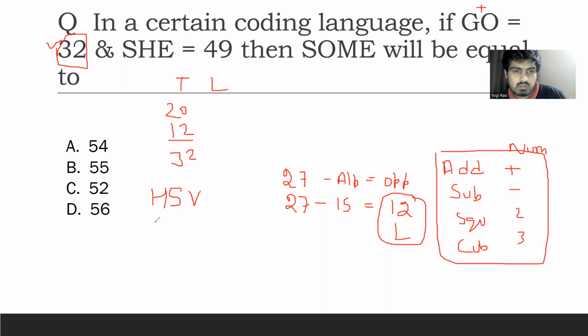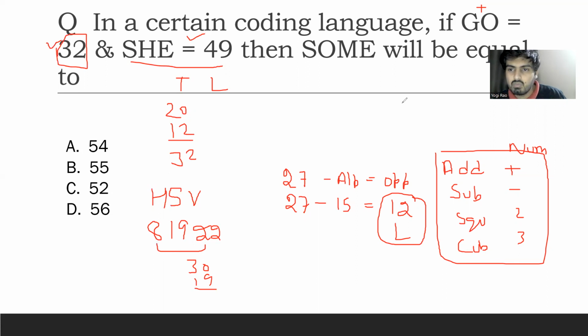So let's add the numbers there. H is 8, S is 19. Since T is 20, then 20 minus 1 is S, which is 19. V, U is 21, so V will be 22. How much will it be on addition? 8 plus 22 will be 30. 30 plus 19, 49. Okay, so 49. So our logic is correct. We have checked with both.